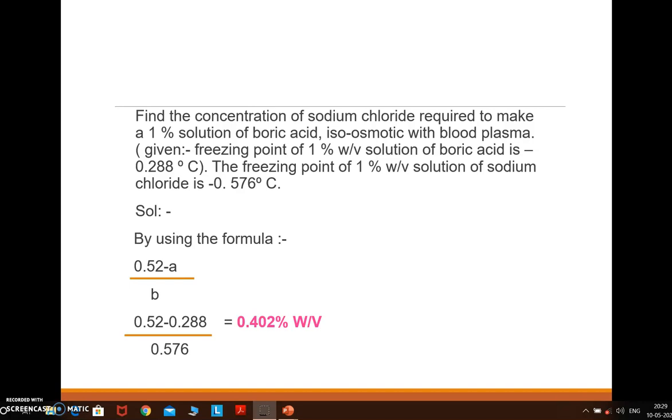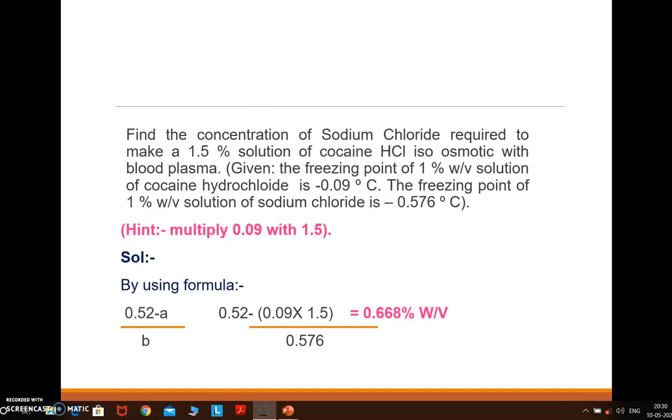Now A is your boric acid. So the calculation goes like this: 0.52 minus 0.288 divided by 0.576, that is equal to 0.402 weight by volume solution of sodium chloride. You require the concentration as 0.402% weight by volume to make your solution isoosmotic with blood plasma.